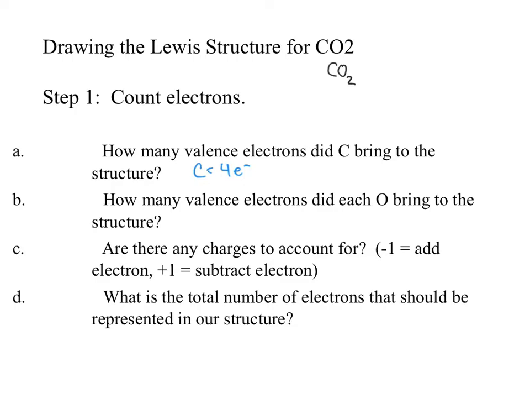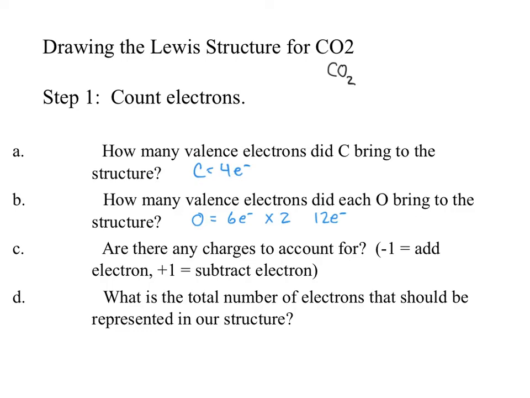Remember that oxygen is in group 16, so each oxygen has 6 valence electrons, and there are 2 of those, so we have a total of 12 valence electrons from the oxygens. There are no charges. This is a neutral molecule, right? If I had a negative charge, I would need an extra electron because I'd have to account for that negative charge. Each negative charge brings in 1 more electron.